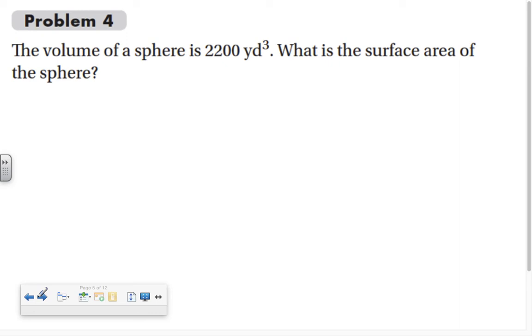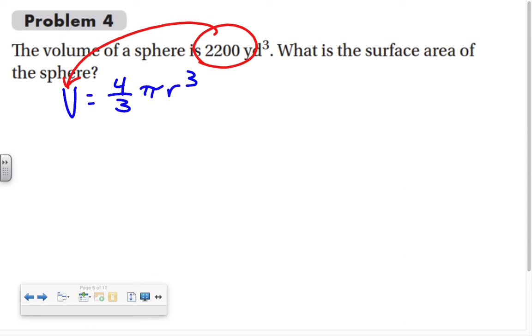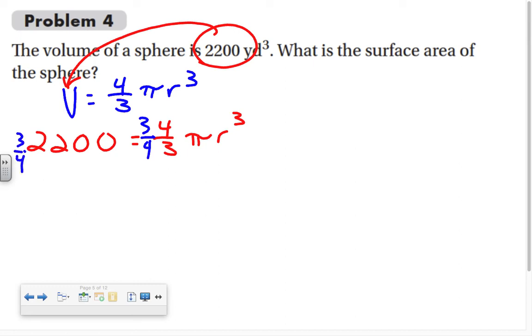So once again, here's where we start. The volume formula for a sphere is 4/3 pi r cubed. Well, I know what the volume is. They gave it to me. So taking this 2200 and plugging it in for V, I have 2200 equals 4/3 pi r cubed. And in order to figure out what r is, I need to get that r cubed by itself. First thing I would do is I'd multiply both sides by 3/4. Get rid of that 4/3.